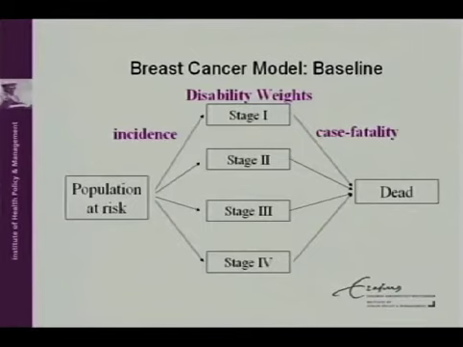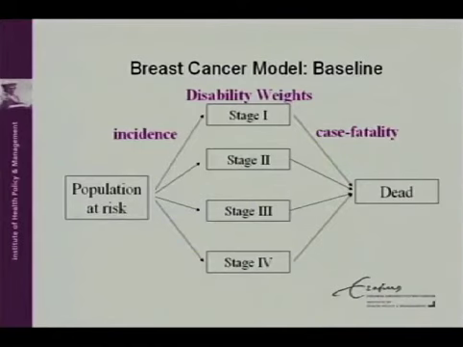Once again, we have the population at risk, and there's an incidence for every specific stage. And in each stage, there is a disability weight, basically meaning your quality of life is affected depending upon which state you are in. If you're in stage 4 and you have metastasis, of course, your quality of life will be much lower than when you're in stage 1. These measures are taken together to calculate the outcomes, namely the disability-adjusted life years that we avert. I will talk a little bit about that in the next slide.